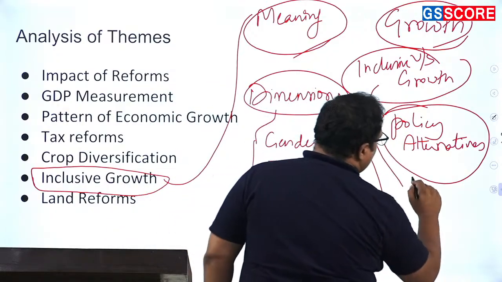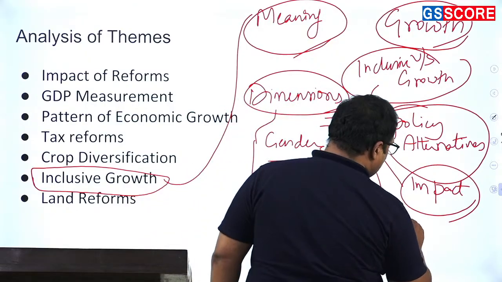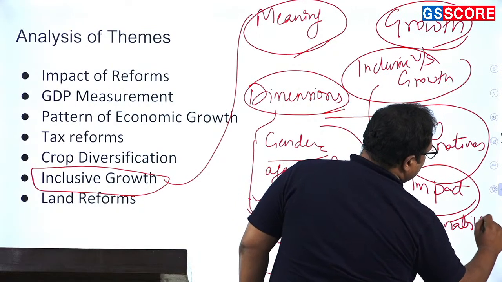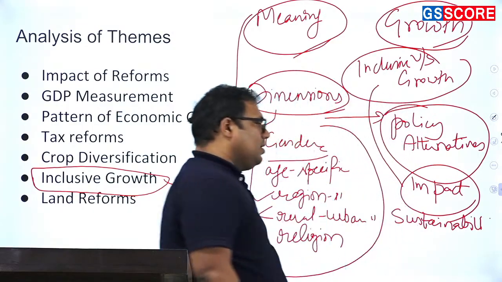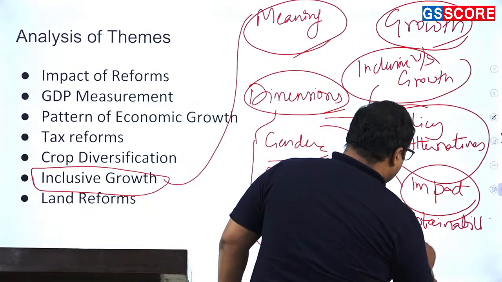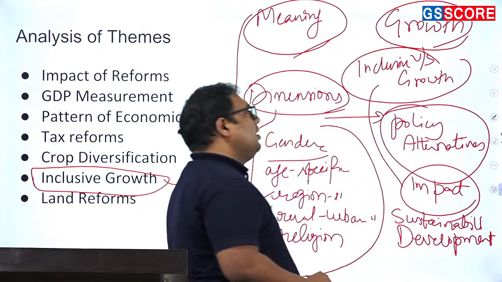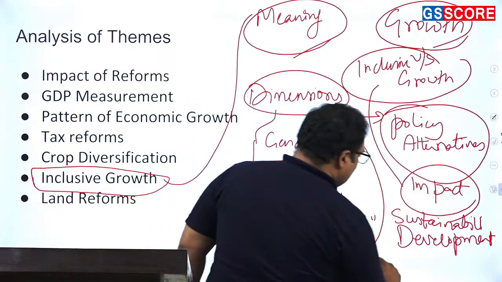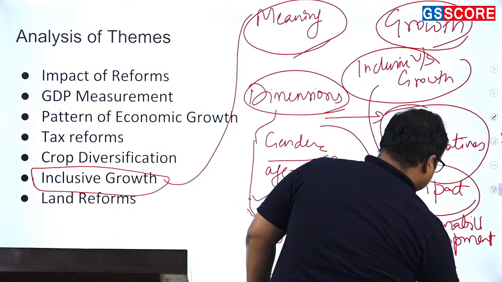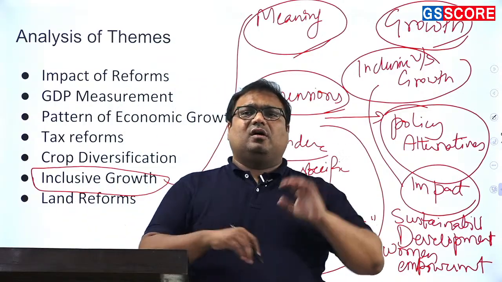inclusive growth impact. If we achieve inclusive growth, how does it affect sustainability? How does inclusive growth promote sustainability? How does it promote long-term development? Sustainable development, let's say. Then how does inclusive growth promote gender empowerment or women empowerment? How does this affect the urban slums?